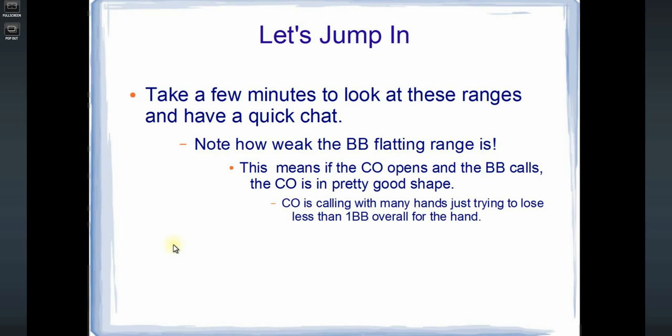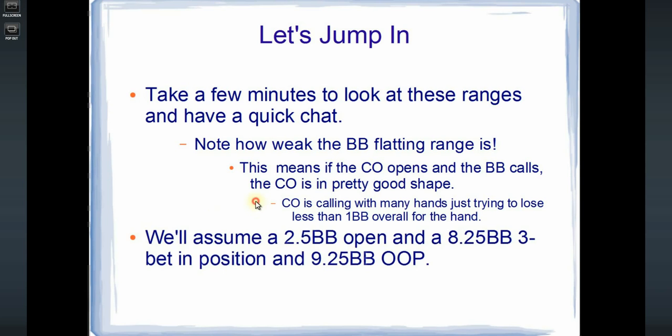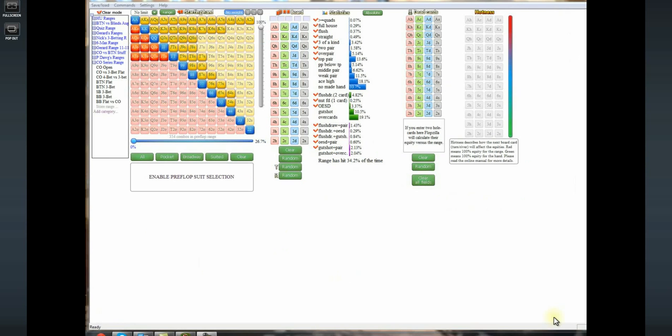So the big blind is calling with many hands, just trying to lose less than one big blind overall for the hand. If the big blind folds pre-flop, it loses one big blind. If he calls, he might still overall lose money on average with his hand, but he's losing less than he would by folding. So it's a plus EV call. We'll assume a 2.5 big blind open, an 8.25 big blind 3-bet in position and a 9.25 big blind 3-bet out of position.